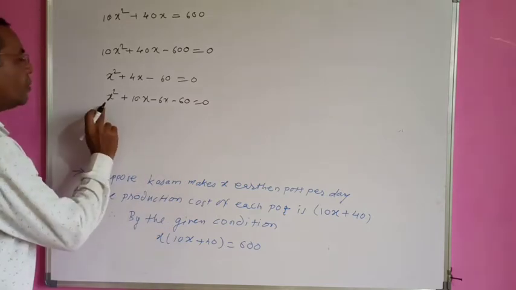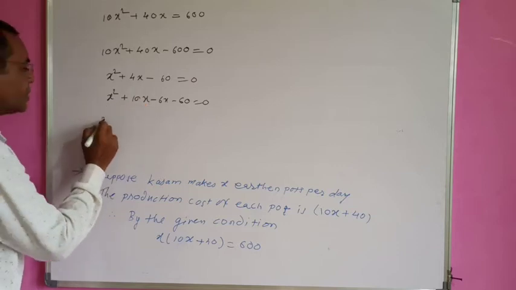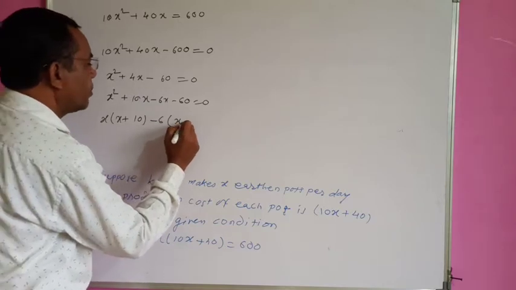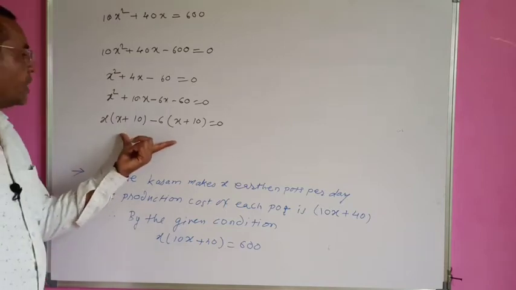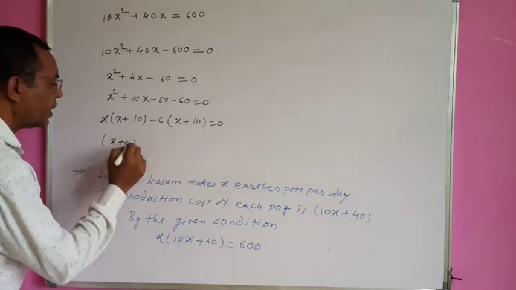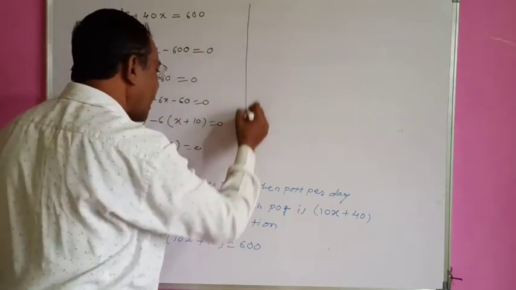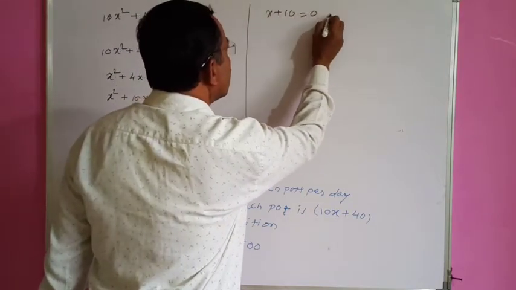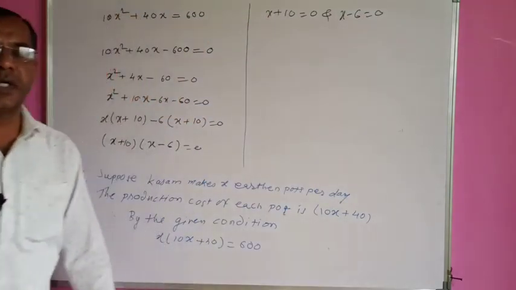Now we will make a group of these two and these two. What will be common here? X will be common. x in a bracket x plus 10, minus 6 in a bracket x plus 10, is equal to 0. Here the bracket is common. Take one bracket x plus 10, and the other bracket will be x minus 6, is equal to 0. Now taking every bracket equal to 0: x plus 10 is equal to 0 and x minus 6 is equal to 0.